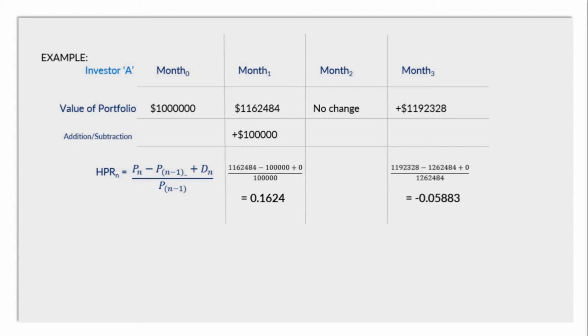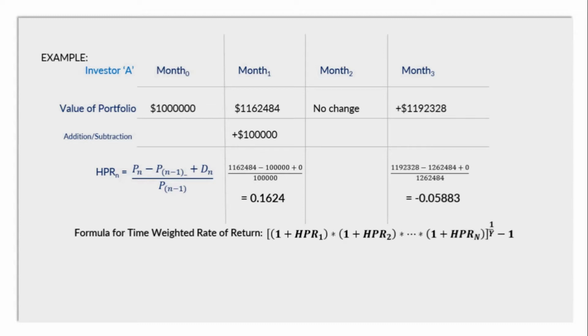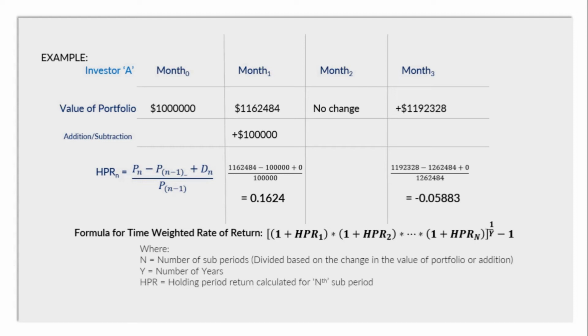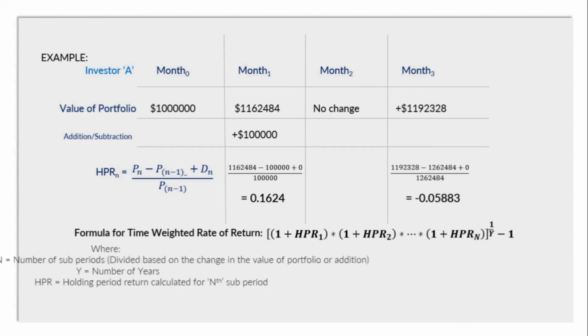Thus, to calculate the time-weighted rate of return, the following formula is given, which is 1 plus the HPR of the first period times 1 plus the HPR of the second period, and so on, the whole raised to 1 by y, which is basically the yth root of this, and subtracting 1 later. Here n is the number of sub-periods, which is divided based on the change in value of the portfolio. For example, here we have 2 sub-periods, which are month 1 and month 3. Y is the number of years. So here we are dealing with 1 year only, so Y is 1. And HPR is the holding period return calculated for the nth sub-period.